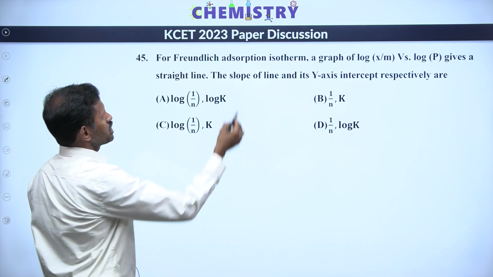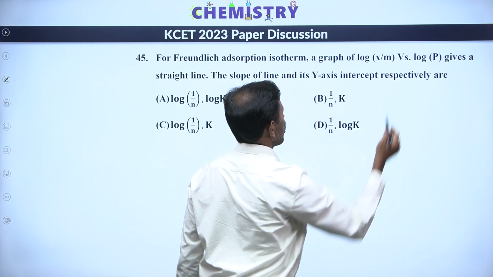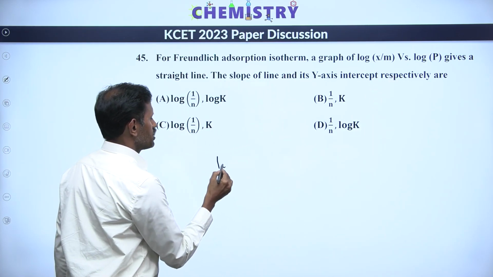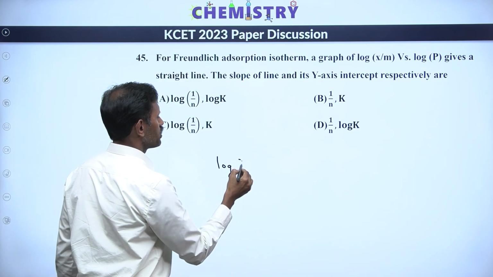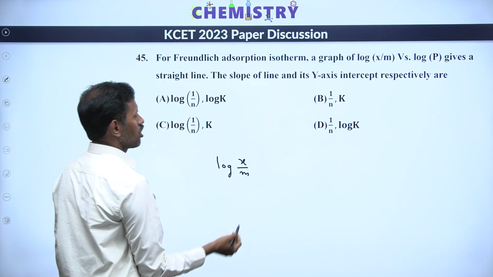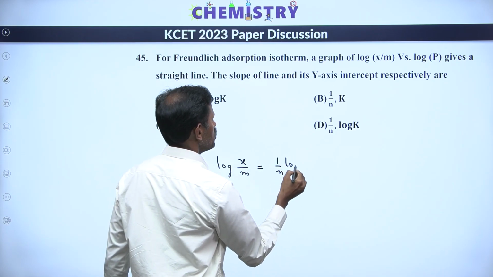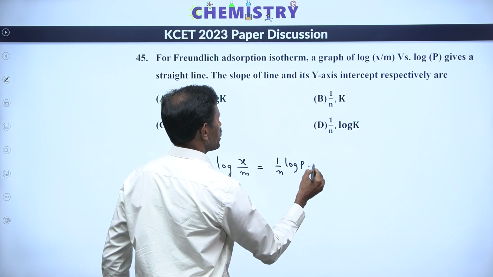Next, the Freundlich adsorption isotherm, a graph of log of x by m versus log p. Here, the relation is log x by m is equal to 1 by n into log p plus log k.